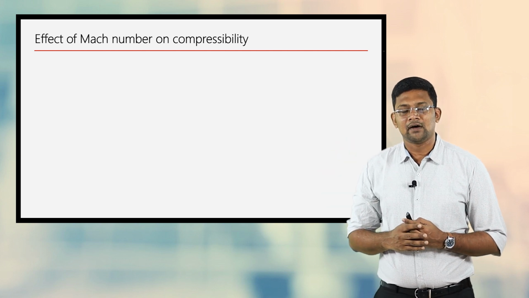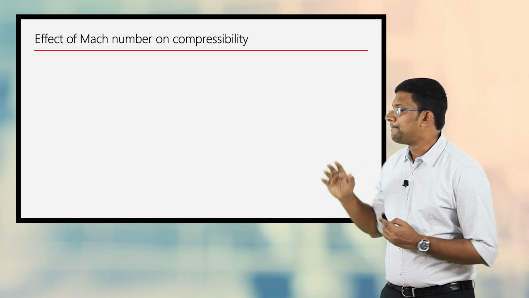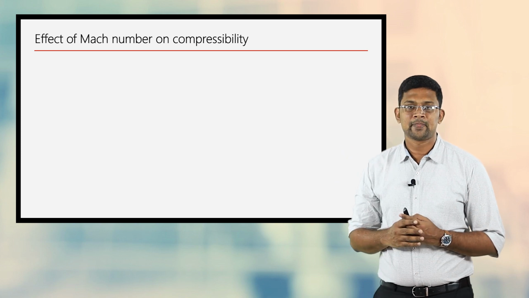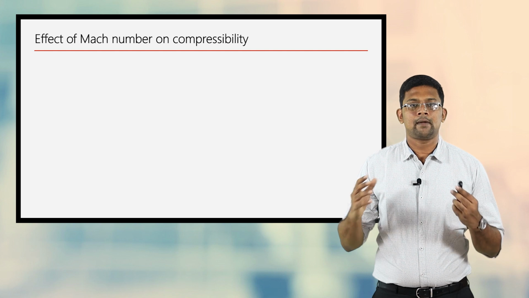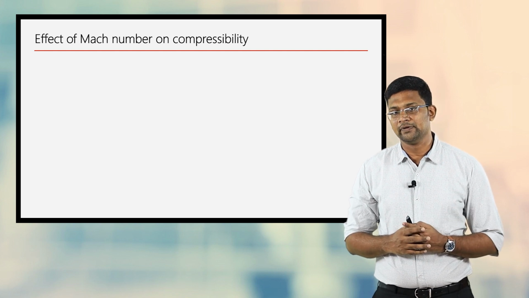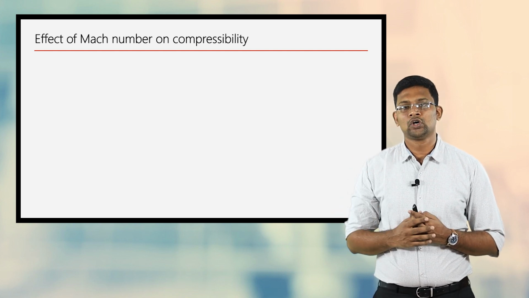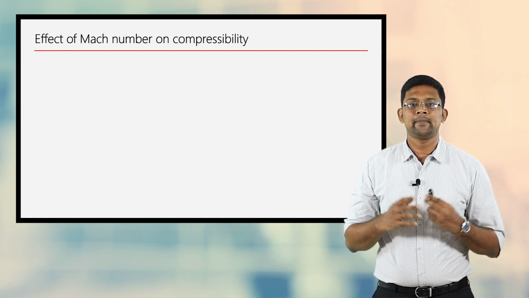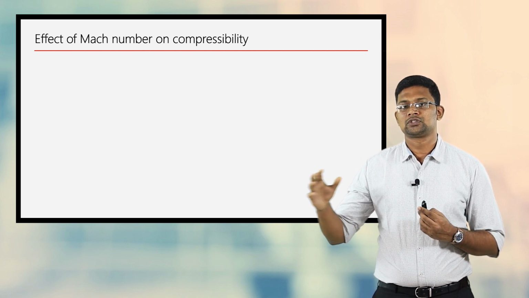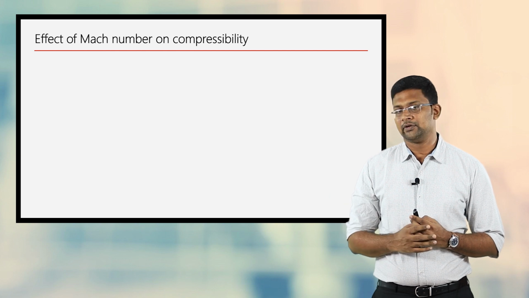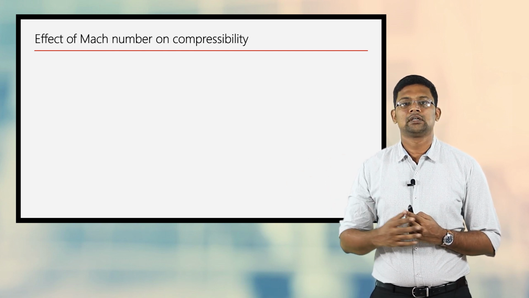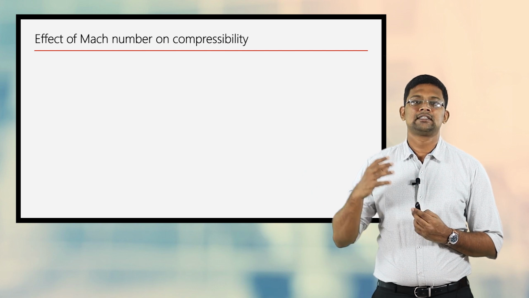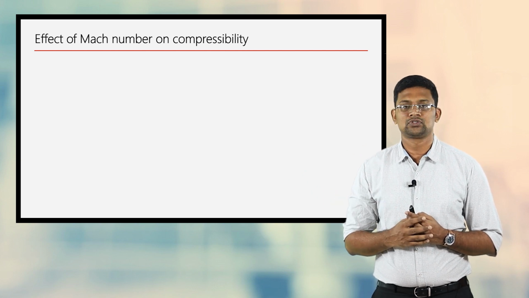Today, let us start our discussion with the topic effect of Mach number on compressibility. I have told before, fluids can be classified into two: incompressible fluids and compressible fluids. Incompressible fluids are those fluids whose density remains a constant during the course of flow. Example, liquids. Now coming to compressible fluids, all gases can be called compressible fluids as there is a change in density during the course of flow.